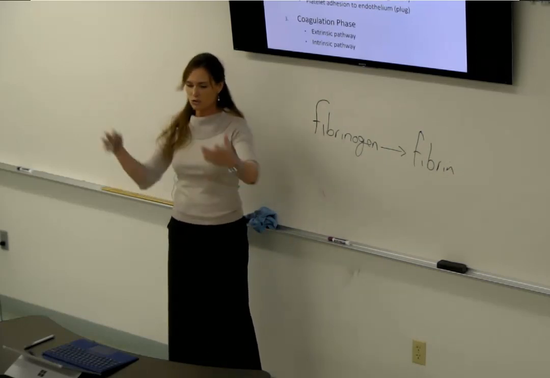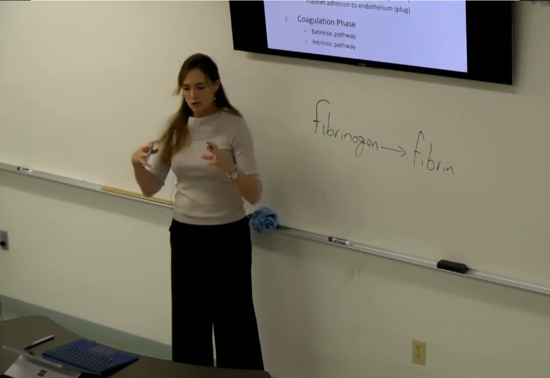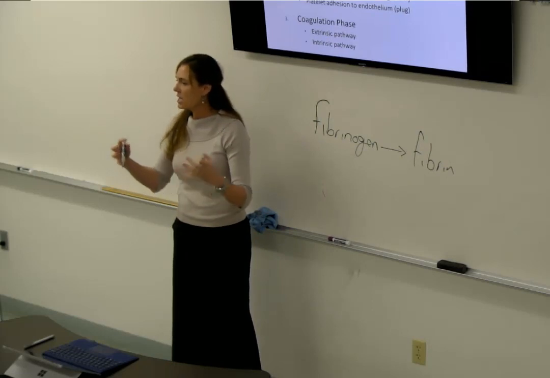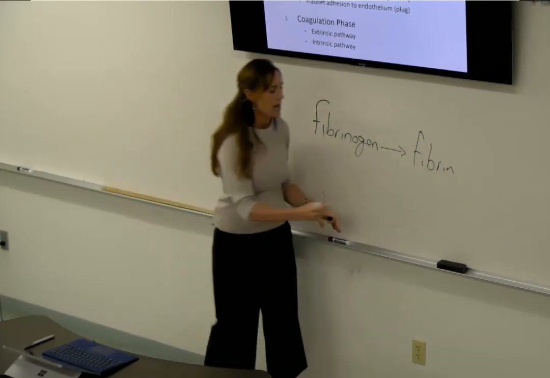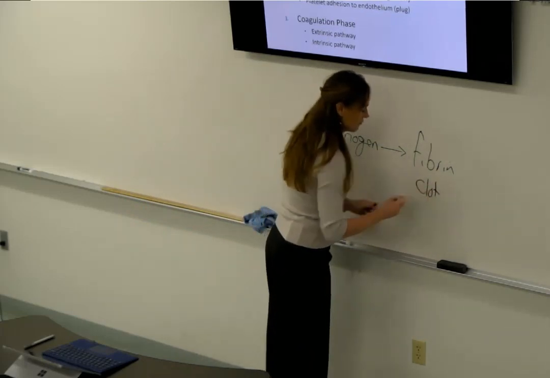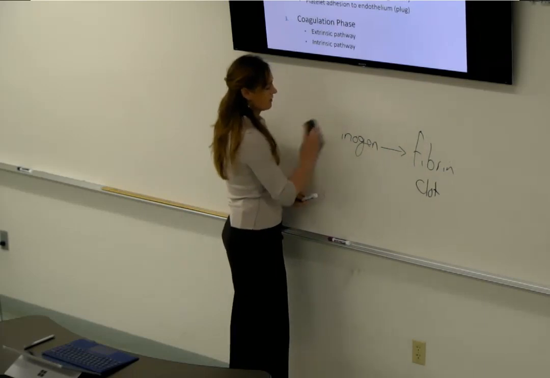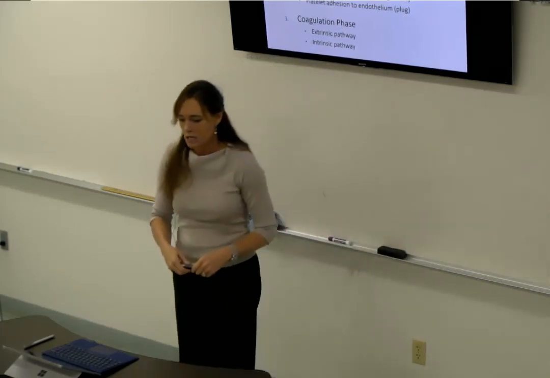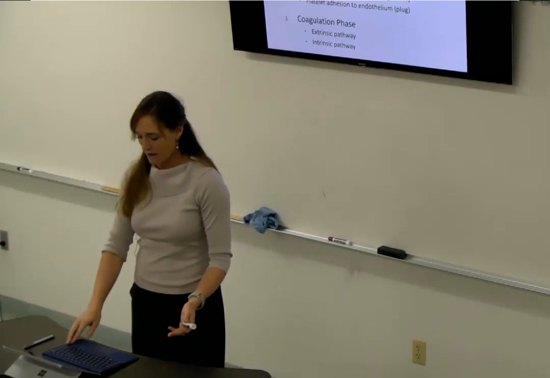You get these stringy things that are going to trap red blood cells, and the strings are also going to hold the damaged sides of the vessels together. It's going to initiate repair. So this conversion is ultimately what a clot will be. So fibrin is the main component of a clot. So just know that's where we're going with this. The coagulation phase ends in that conversion of fibrinogen into fibrin.